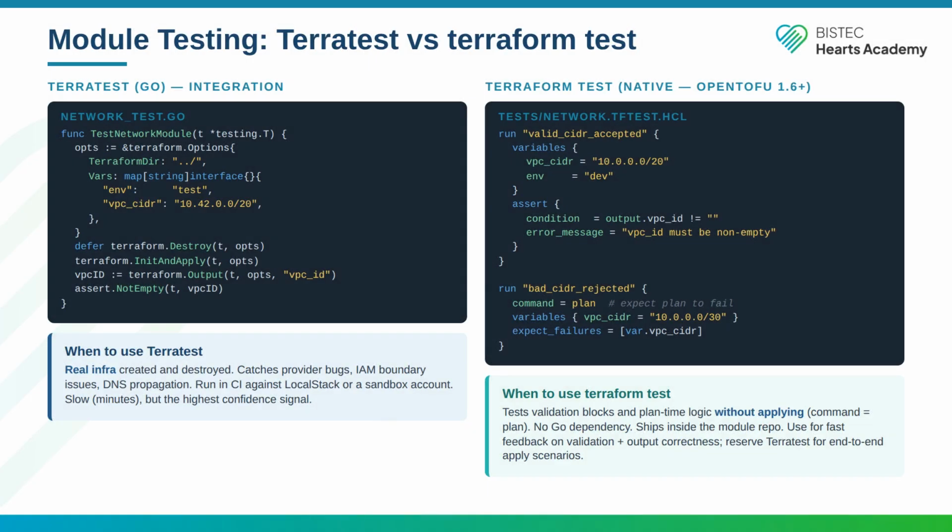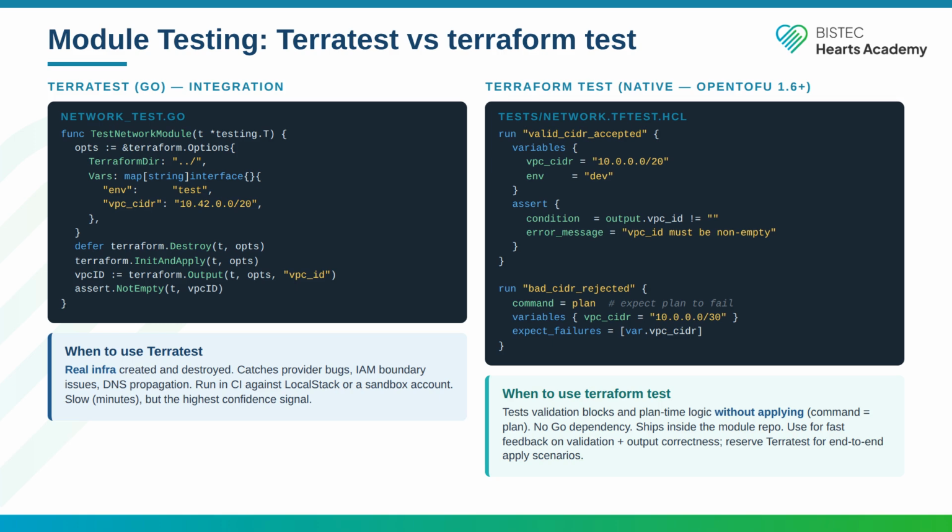2 testing approaches with different trade-offs that serve different purposes. Terratest is Go-based integration testing that literally runs init, apply, asserts on outputs, then destroy. This is real infrastructure being created against a real or mocked cloud endpoint. The test on the slide creates a network module with a specific CIDR, asserts the VPC ID output is non-empty, and destroys on exit. The advantages are that it catches real API errors and tests actual behavior. The disadvantage is that it is slow.